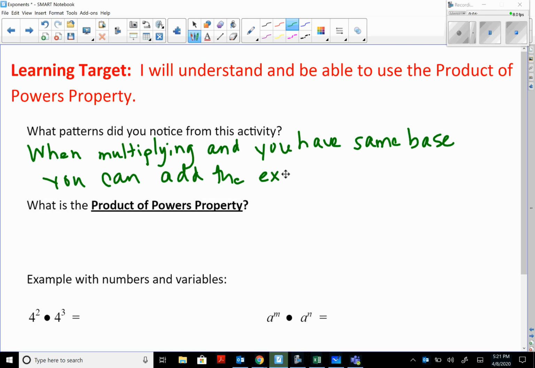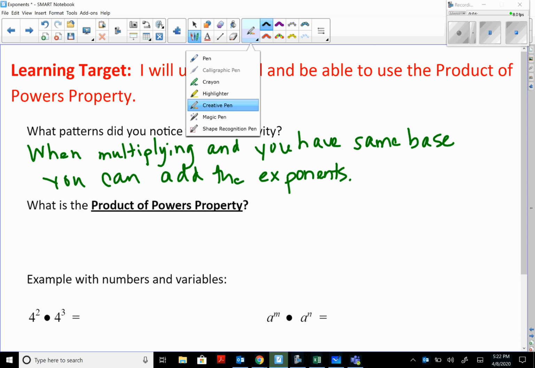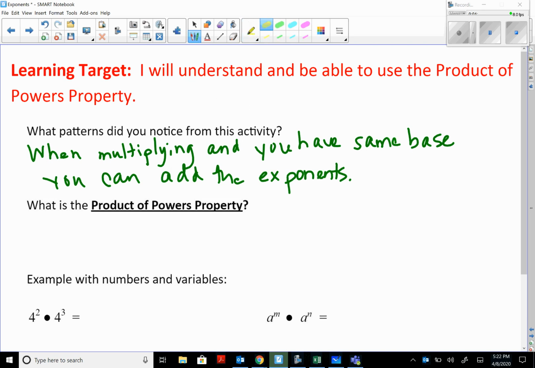Okay, so let me highlight a couple of important vocabulary words. First of all, I want you to take note that this property only works when you're multiplying. So I'm going to highlight that word multiplying. This is called the product of powers property, and again, it only works during multiplication. The next thing that I'm going to highlight is this phrase, same base. It only works when you have the same base. And finally, I'm going to highlight the word add, because when you use this property, you're always going to add the exponents.